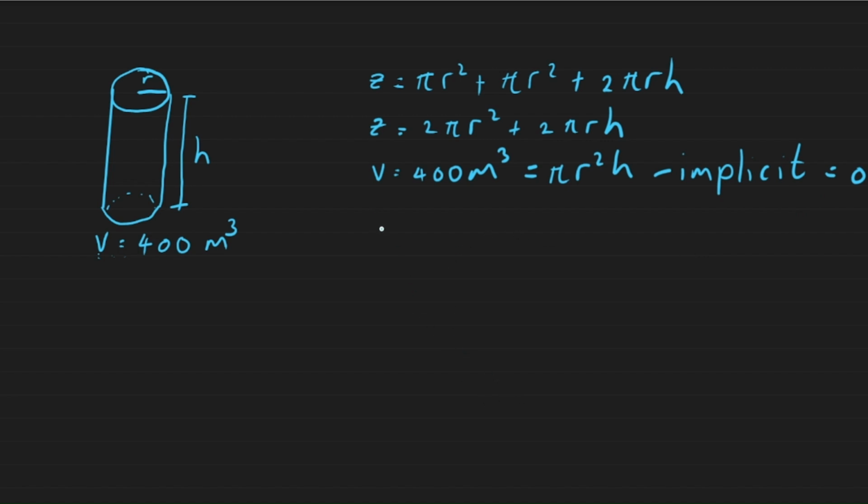So how we would do it is we would represent it, for example, as phi, and then we would say it's equal to pi r squared times height minus 400. So essentially 400 is equal to pi r squared times height. We just take the 400 to the other side, set it equal to 0, and call it a symbol, for example, phi.